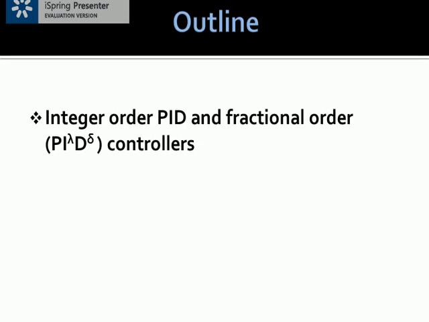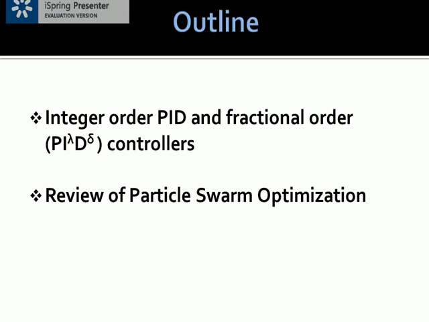My presentation is divided into three parts. First, I will tell shortly about integer order PID and fractional order PID controllers. These controllers are very popular in industries for process control applications. Their merit consists in simplicity of design and good performance. Then, there will be a bit about particle swarm optimization. And finally, I will show the design of the controller and results.